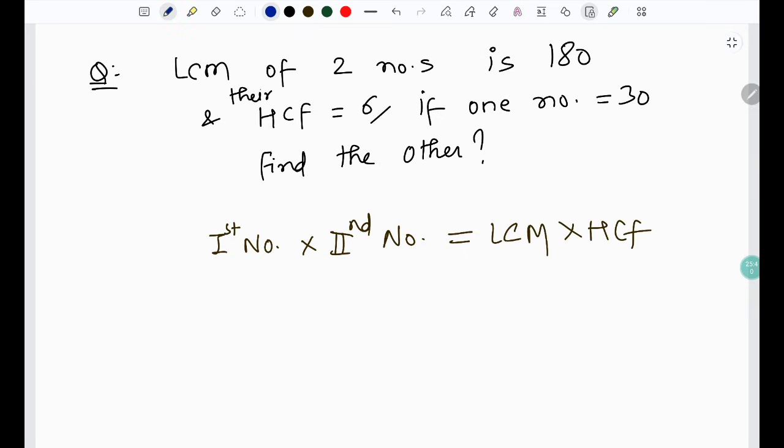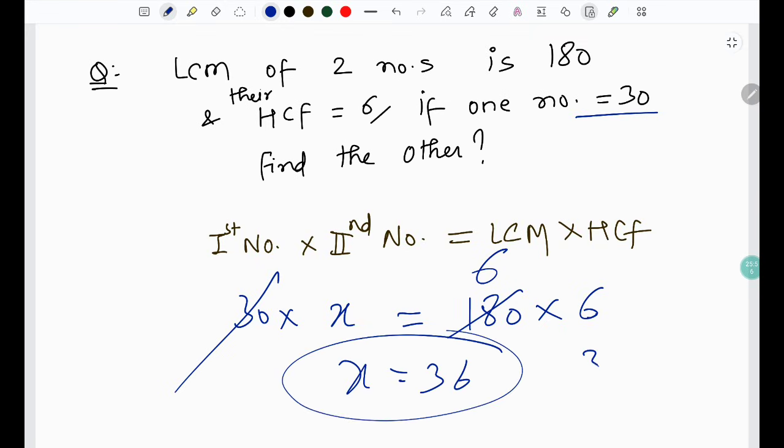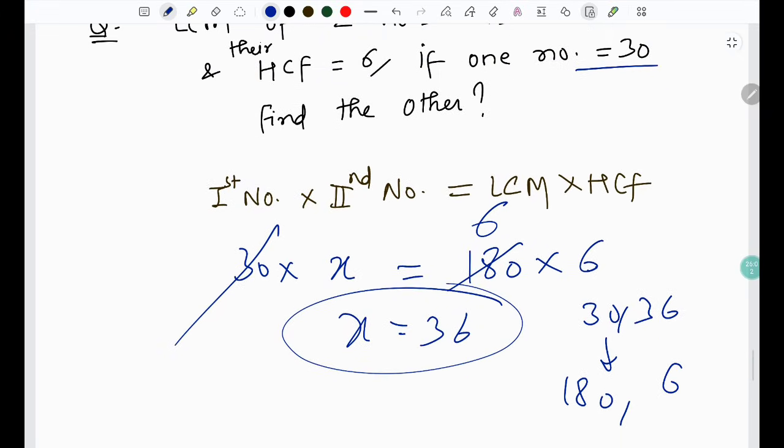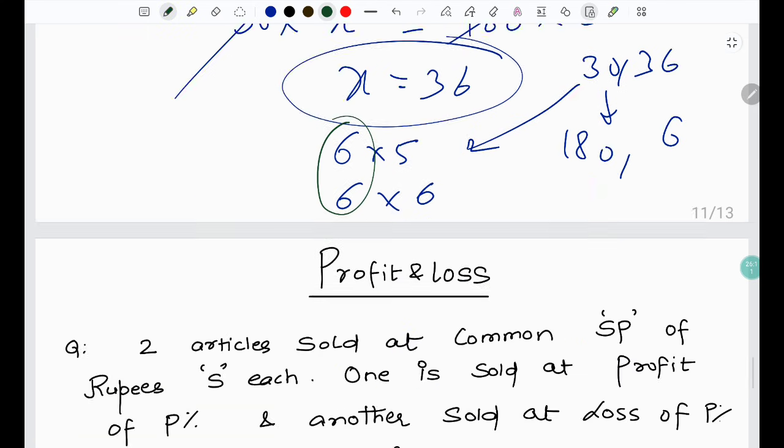So for this question, what do we have? We have one number which is 30. We have to find the other number, let it be x. LCM is given as 180 and the HCF is given as 6. So 30 times x equals 180 times 6, so x becomes 36. Therefore the two numbers were 30 and 36, for which their LCM was 180 and their HCF was 6. Since we can write one number as 6 times 5 and the other as 6 times 6, the highest common factor was 6 only.